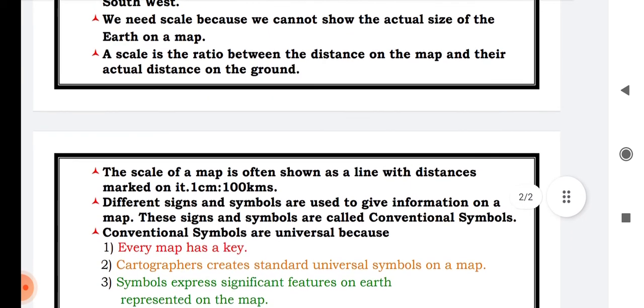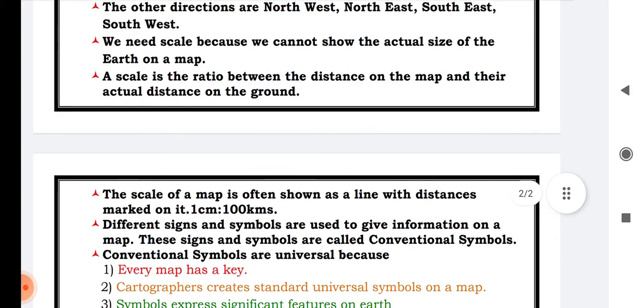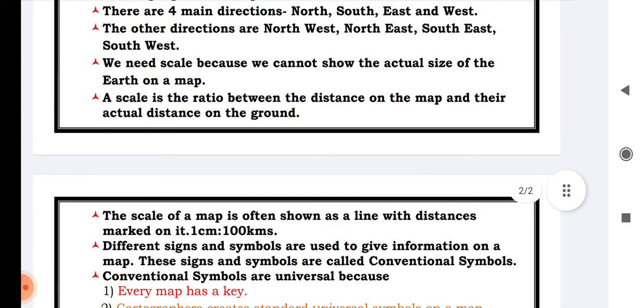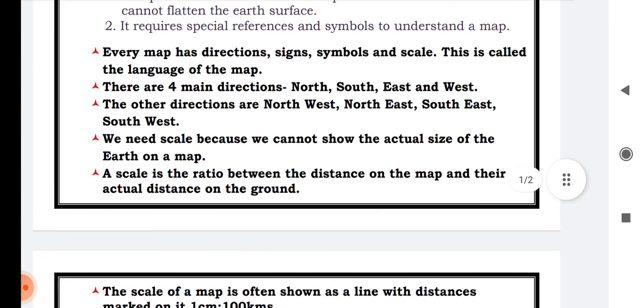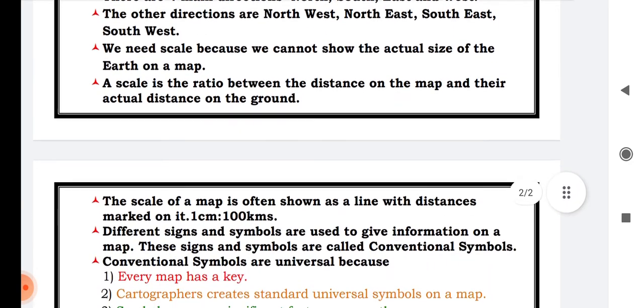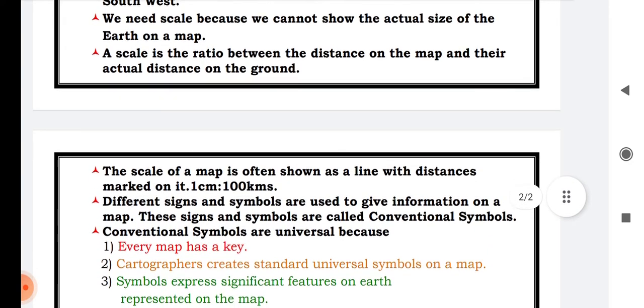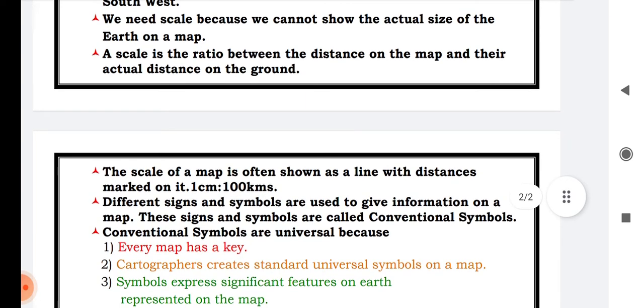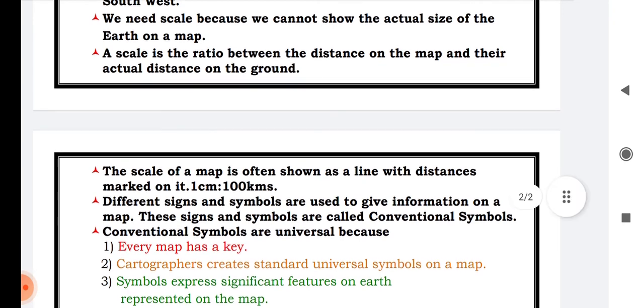As I told you earlier also, when we talk about a map, we have different signs, symbols, directions, as well as a very important thing, that is the scale. So we need scale. Why do we need the scale? Because we cannot show the actual size of the earth on a map. So what do we do? We take a scale.